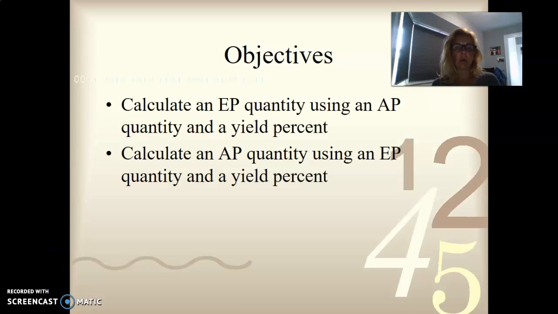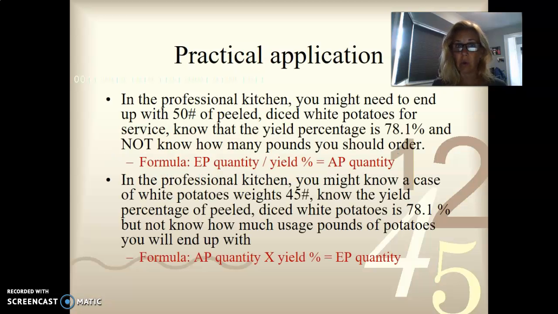The objectives for us this time are to calculate an EP quantity using an AP quantity and a yield percent. So in other words, to calculate how much will we end up with, or to calculate an AP quantity using an EP quantity or a yield percent, or another question, how much should I order?